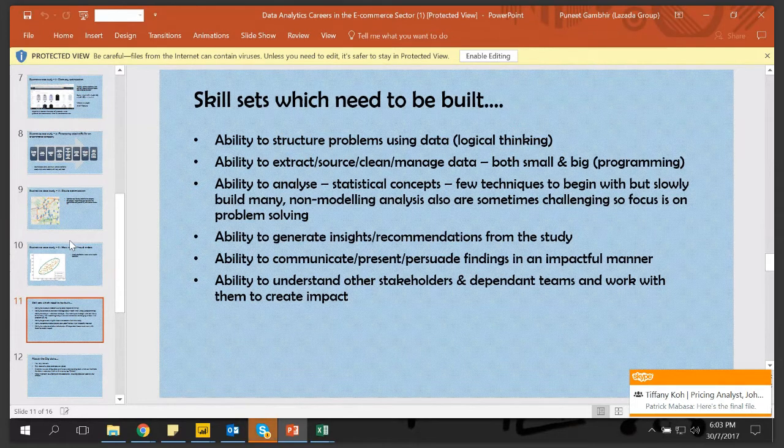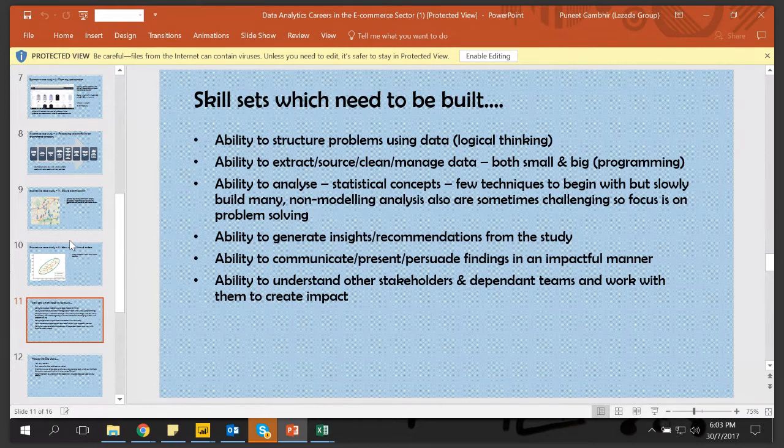How do you essentially define the flow of analysis, where you will extract your data, what time period you would take, how will you solve the real business problem there, how would you finally break it down to a level where it gives you the answers? A lot of logical thinking related questions. Second is programming, ability to extract, source, clean, manage data.